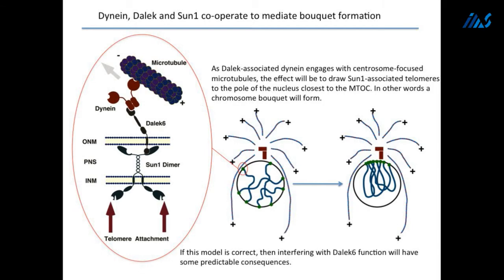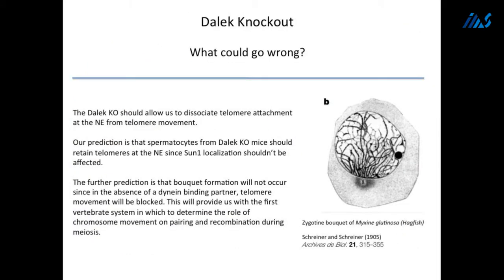So obviously, there are certain predictions one could make about what would happen if we knocked out Dalek in mice. It would allow us to dissociate telomere attachment from telomere movement. The prediction is that in these knockout mice, the spermatocytes should retain telomeres at the nuclear envelope, since SUN1 shouldn't be affected. However, bouquet and homolog pairing should not, in fact, occur.